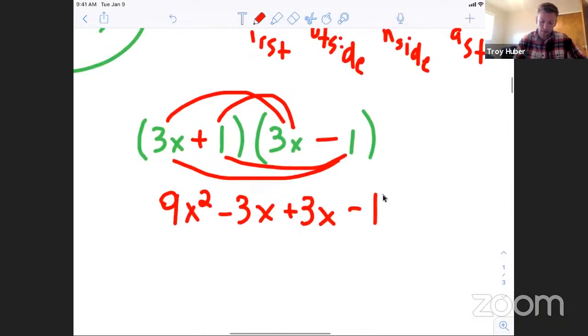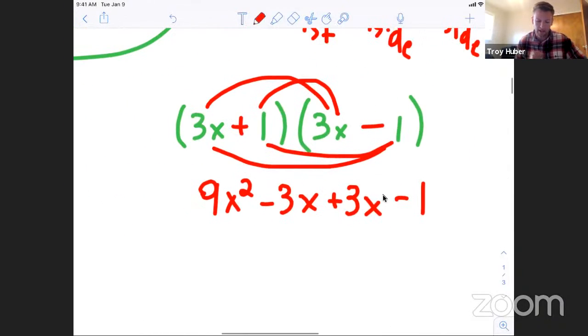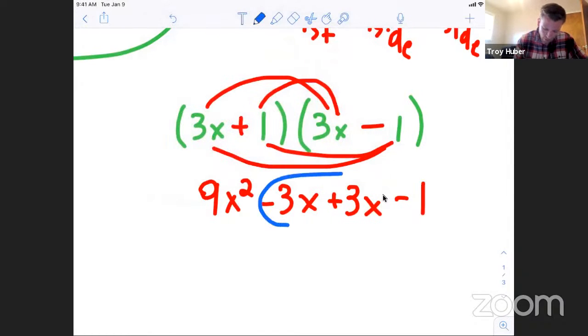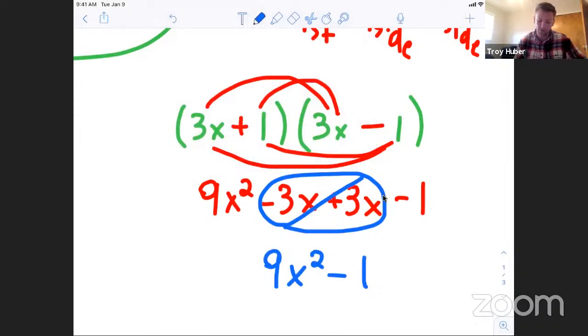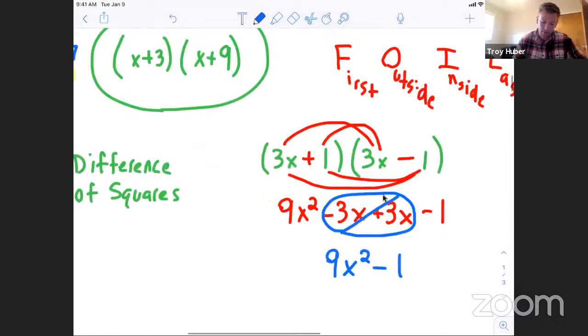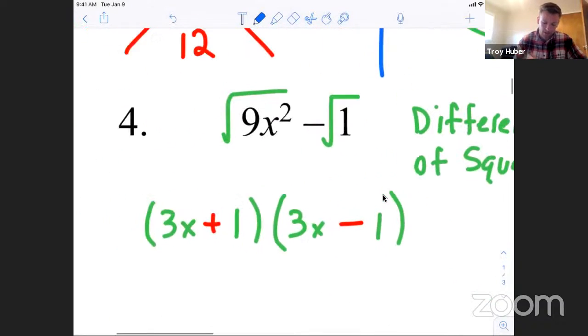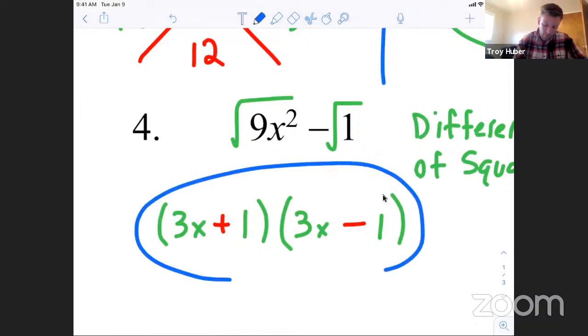Okay, so when I FOIL this, notice I get this right here. And we can see this negative 3x and this positive 3x would cancel out. And that's how we get that difference of squares, which is the problem that we started with right over here. So that's why this would be our factored form.